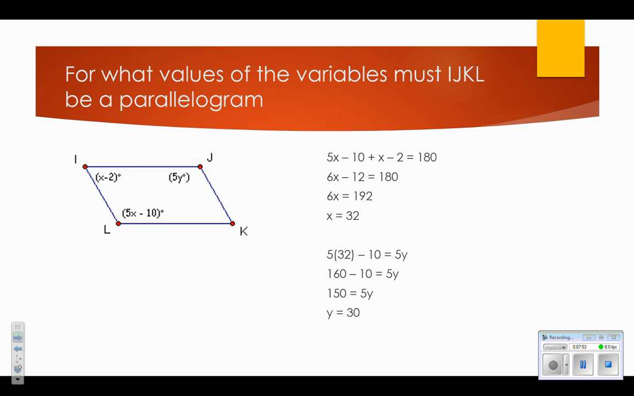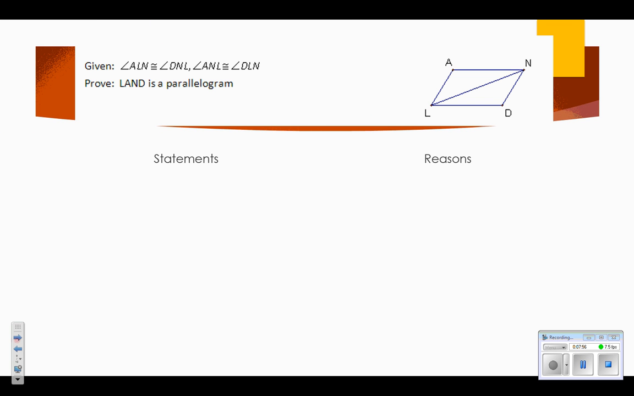Okay. Last example, we're going to prove that we're given that angle ALN, which is this angle right here, is congruent to angle DNL right here. We're also given that ANL is congruent to DLN. Now, lots of different ways that I can prove that this is a parallelogram. I want to take the easiest.